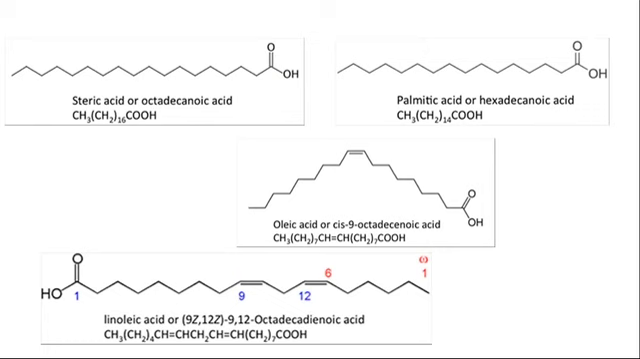So this is just to show you some of the long chain fatty acids. You have stearic acid, also known as octadecanoic acid, palmitic acid, which is known as hexadecanoic acid. Then you have oleic acid, which is known as cis-9 octadecenoic acid. And you have linoleic acid, which is known as 9,12 octadecadienoic acid. That means there are 18 carbons.